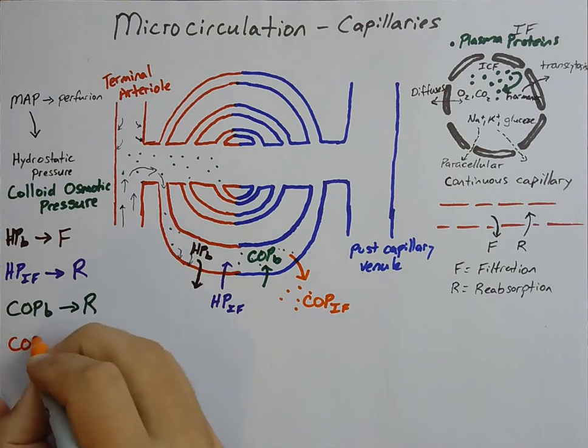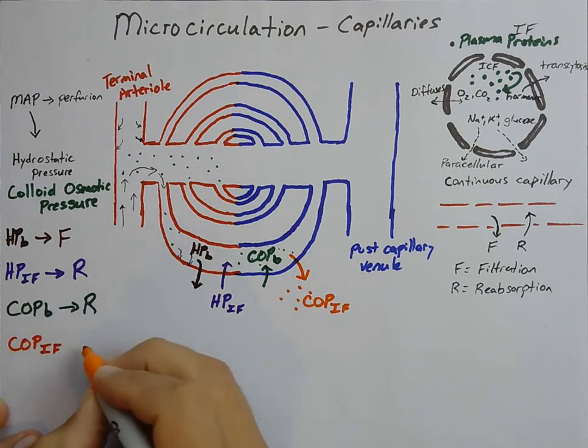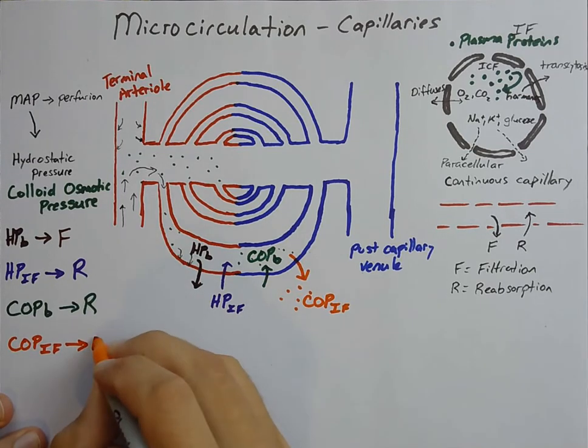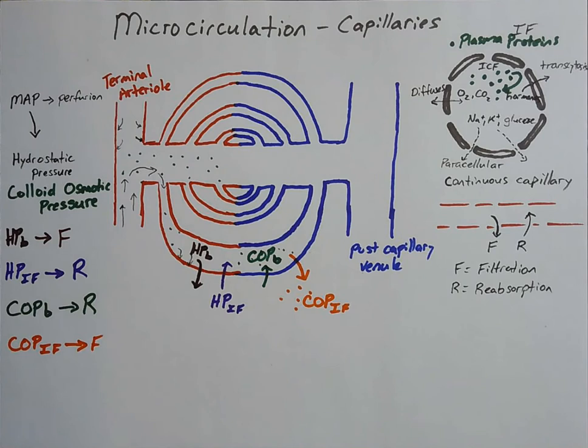Colloid osmotic pressure in the interstitial fluid. Does that promote filtration or does that promote reabsorption? That promotes filtration. Okay, if there were proteins out in the interstitial fluid, it would promote filtration. Awesome. Sweet. What does this all mean?